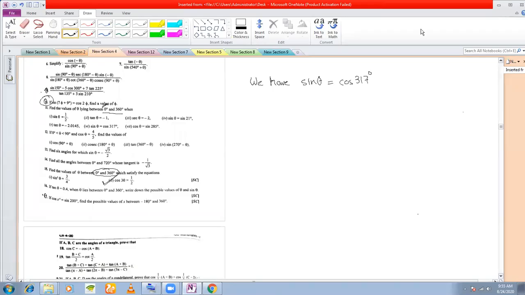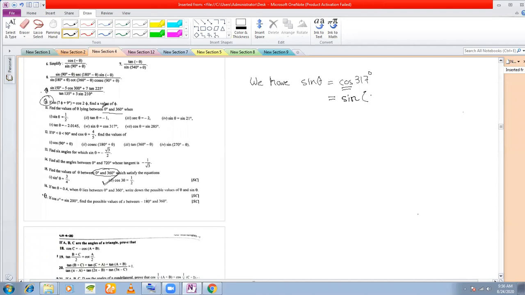Now see, the point here is that you will have to find out theta such that it lies between 0 and 360 degree only. Which means that you can write this cos in terms of sine. We write this as sine.